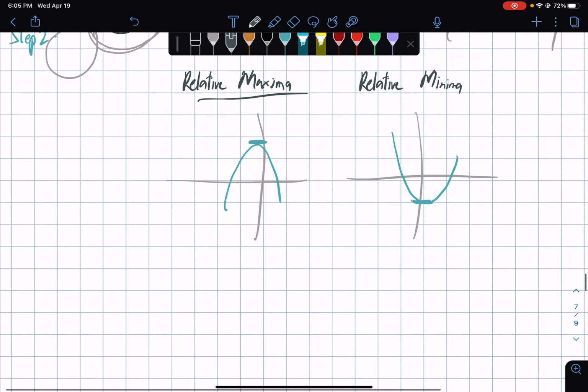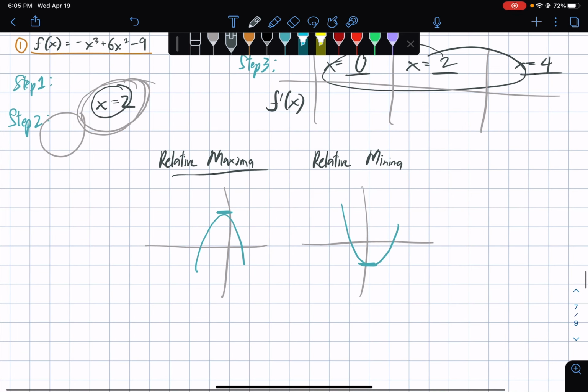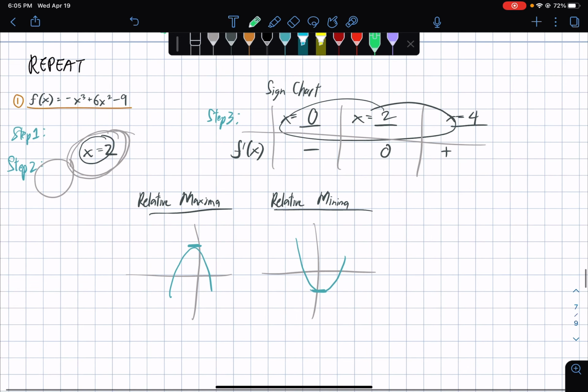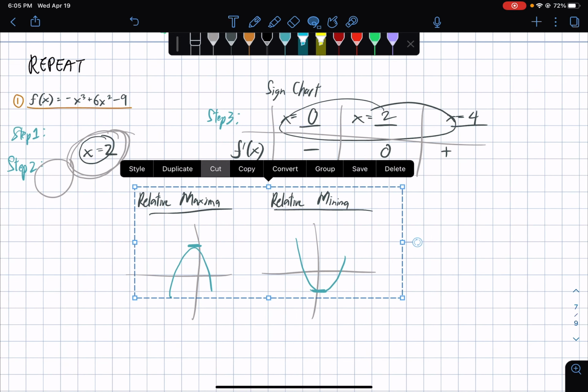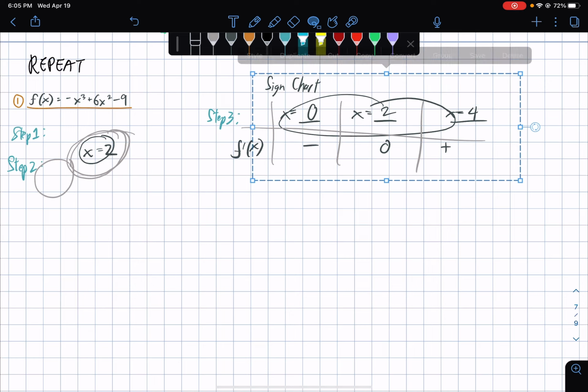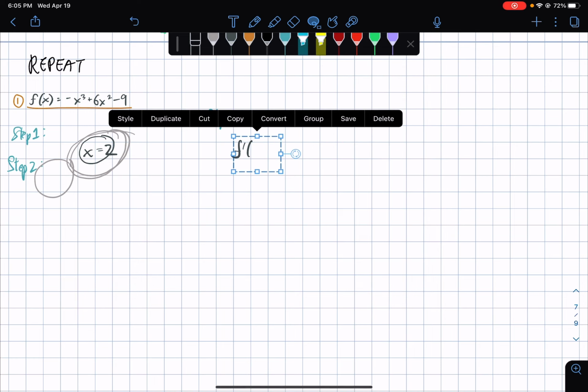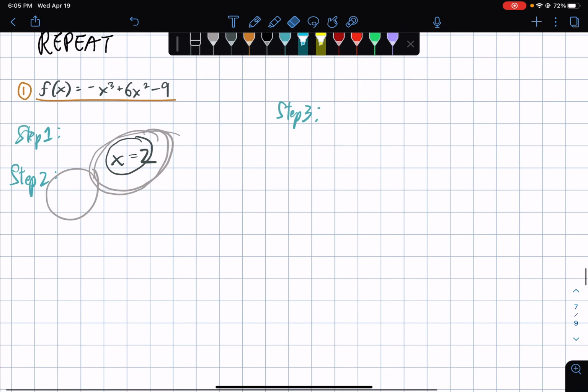But for relative maxima, you just have to know that in the sign chart, you go from positive to negative. And if it's relative minima, the sign chart will show negative to positive. I hope you take note of that. Okay. Let's move with step 1.